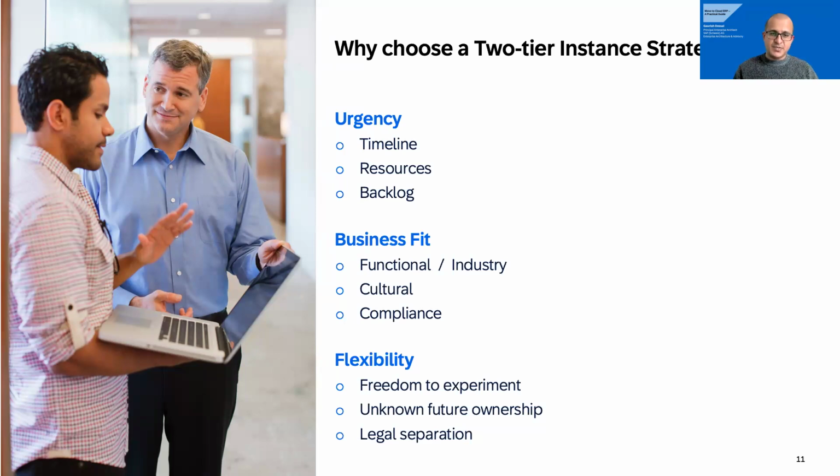What is the business fit? In terms of certain functional, industry, cultural, and compliance requirements, a two-tier strategy with public cloud could be a great option, where you want to make sure that the headquarters, or tier one, is completely separate from tier two. And flexibility, where you want to ensure that the company running on the S/4HANA public cloud tier two instance has the freedom to experiment, has clear legal separation, and has unknown future ownership. That is where you can use this strategy, right?